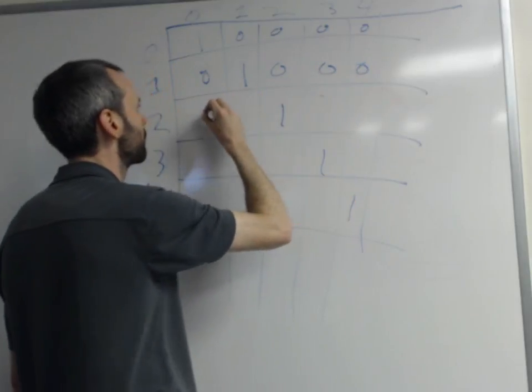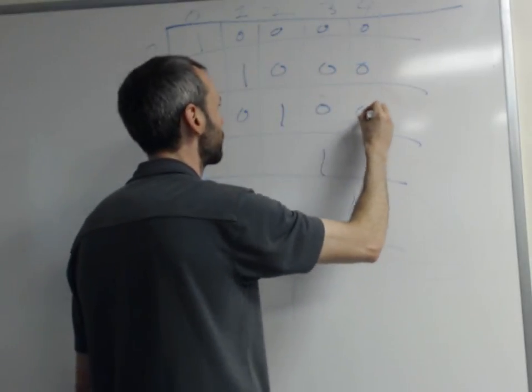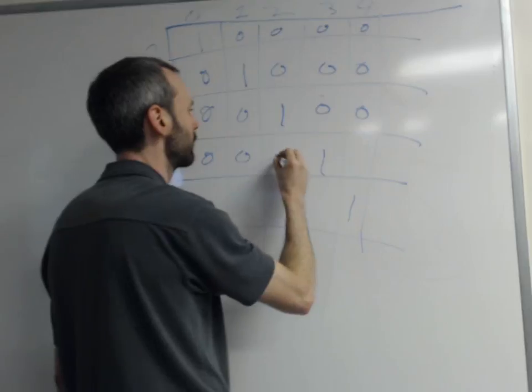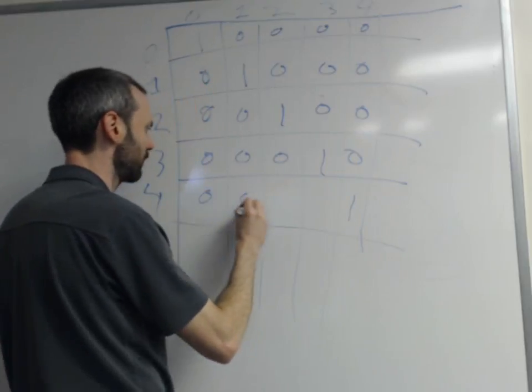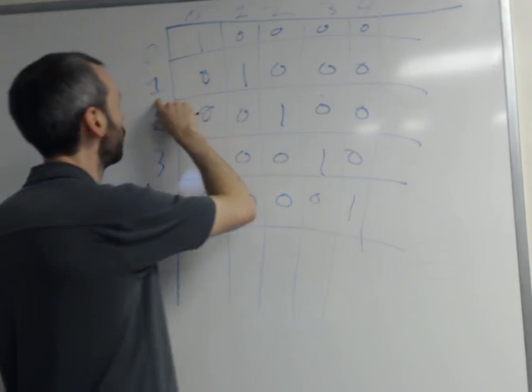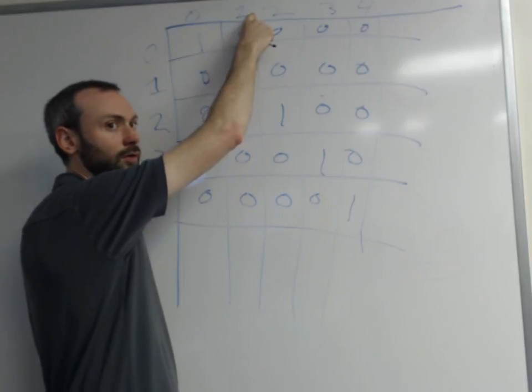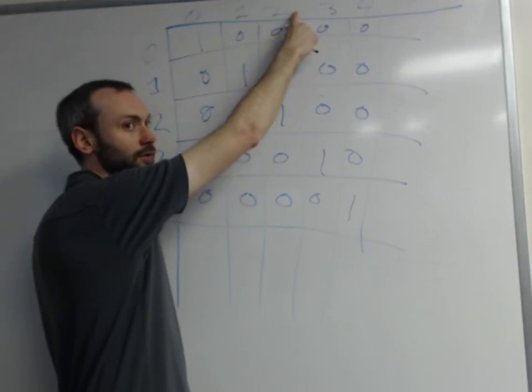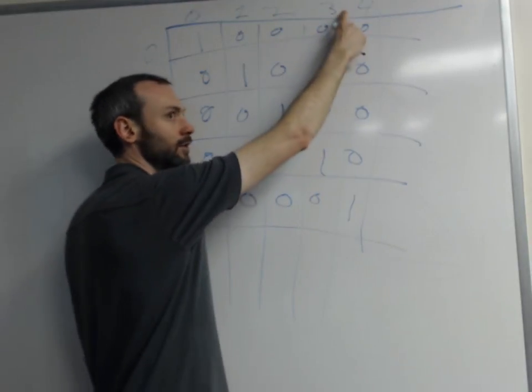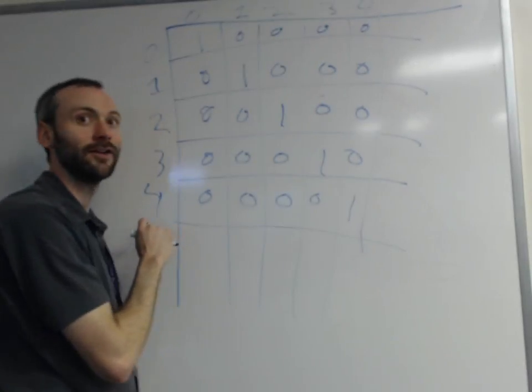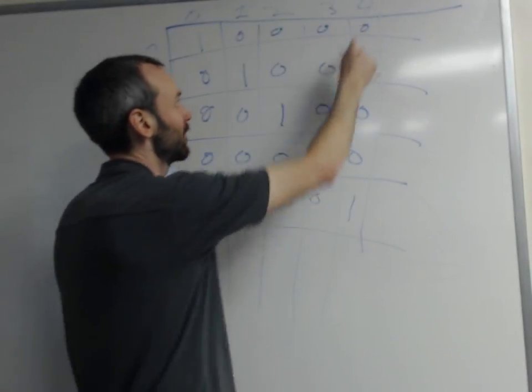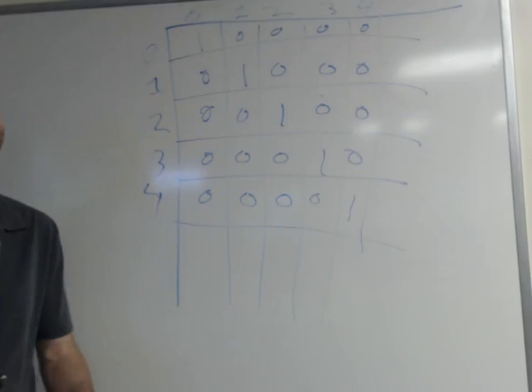Because we're at 0, the entire diagonal should be 1. Well, if you're at 1, can you go to 1? Yes. If you're at 2, can you go to 2? Yes. If you're at 3, can you go to 3? Yes. Okay, 4, can you go to 4?